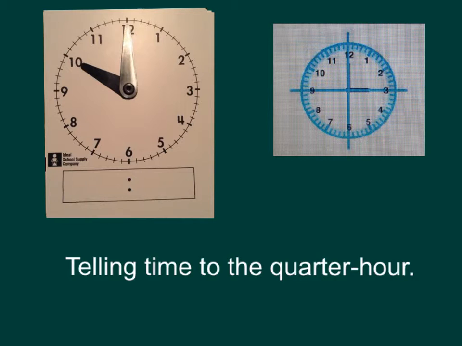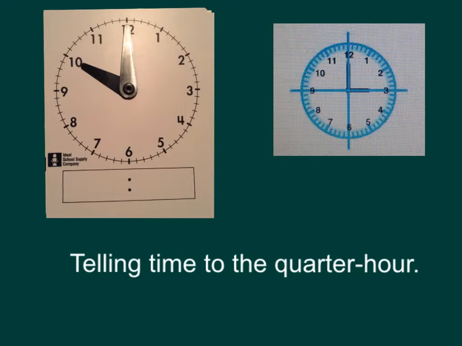I think we're ready to move into telling time to the quarter hour. Let's take a look at our first clock. This one is going to be important for us to know a starting place. Our clock here shows that it is 10 o'clock. If we look at the hour hand, it's pointing directly at the 10, and our minute hand is pointing directly at the 12.